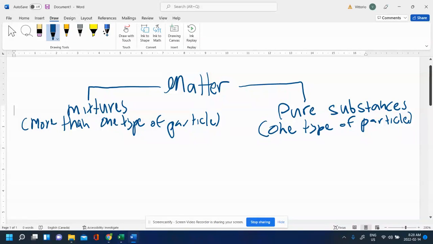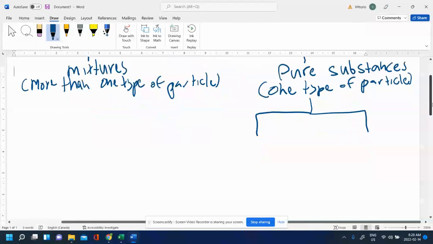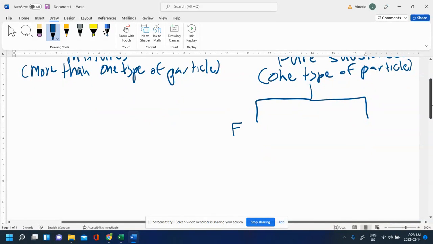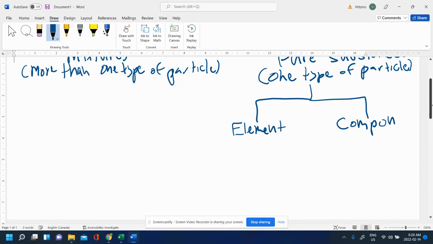In science, pure substances can be further divided into two other categories. You can be an element, or you can be a compound. So element would be anything found on the periodic table. For example, you could be sodium. You could be lithium. You could be helium. So anything with just one uppercase letter.